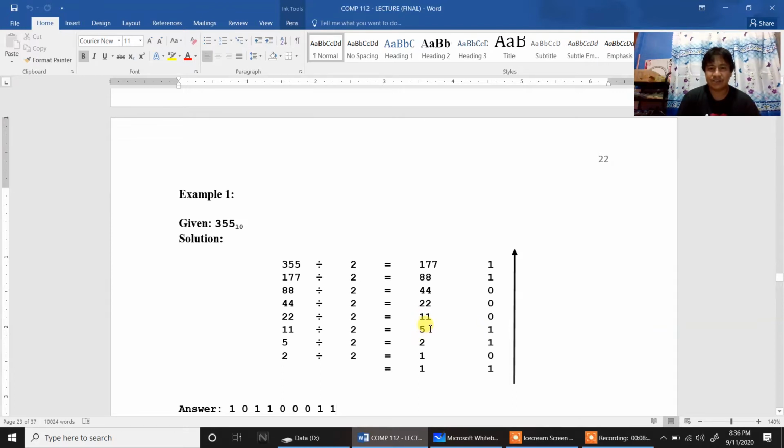Now, since there is a decimal place, therefore it is 1. So we will omit .5. We will retain the whole number, which is 5. 5 divided by 2 is equal to 2.5. So that means there is a decimal value, so it is 1. So we will omit 0.5. We will retain 2. 2 divided by 2 is 1. Then, since it is a whole number, it is 0. So, 1 divided by 2.